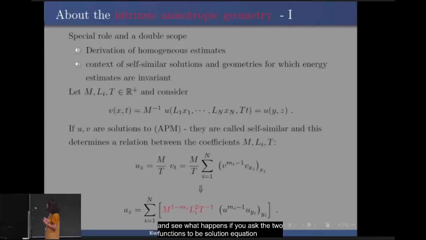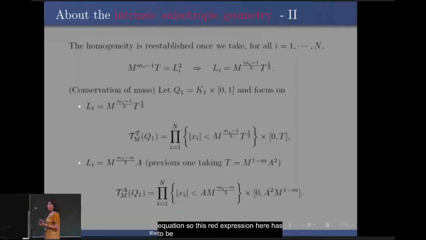And if we compute these derivatives regarding the Y's, what we have is something like this. So we get this extra term. But we want U to satisfy the same equation. So this red expression here has to be 1. And then we get a relation between these constants that we introduced.